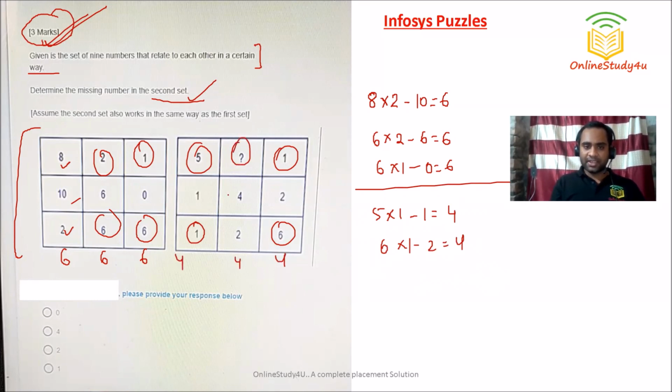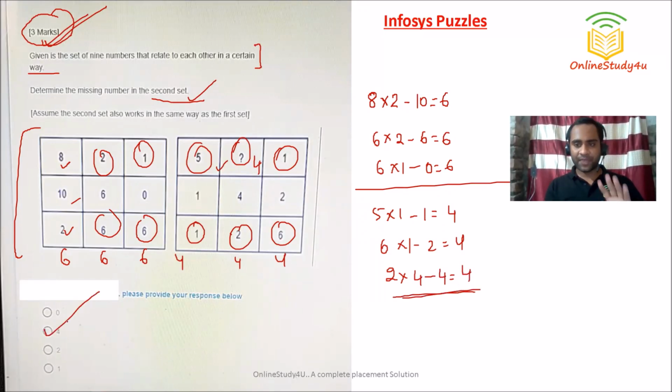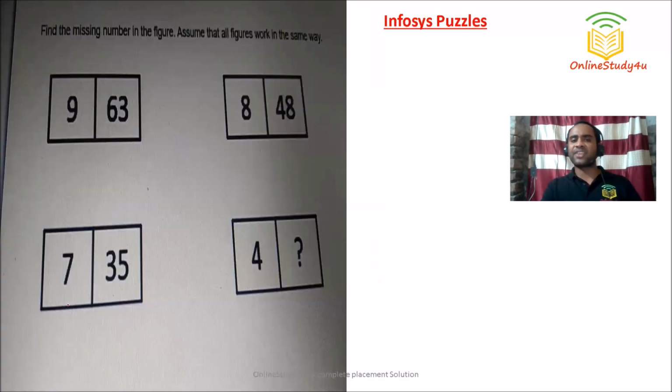So it will be nothing but this and this. So 2 into, definitely this should be 4. So 2 into 4 will be 8. And then if I subtract 4, I'll be getting 4. So option B, 4 will be the correct answer. Okay. Friends, if you are not able to understand in one go, then you can just watch it once again. Your concept will get clear.